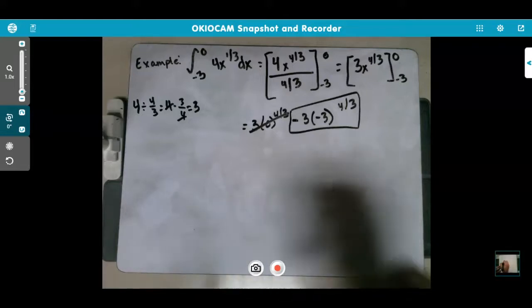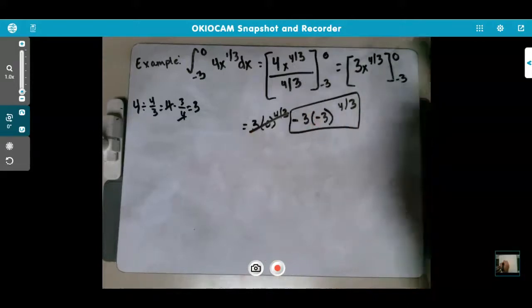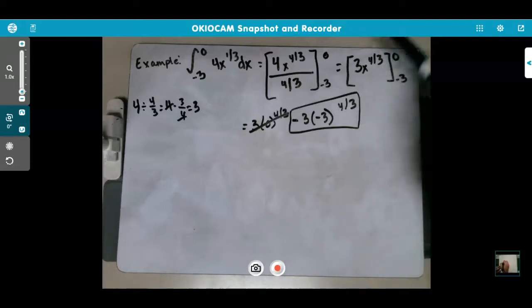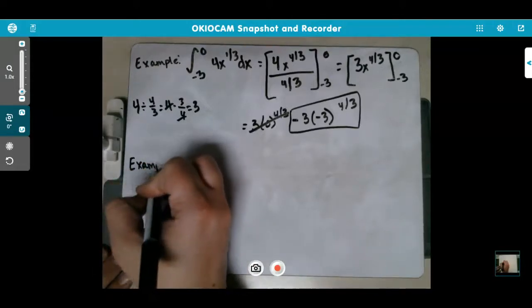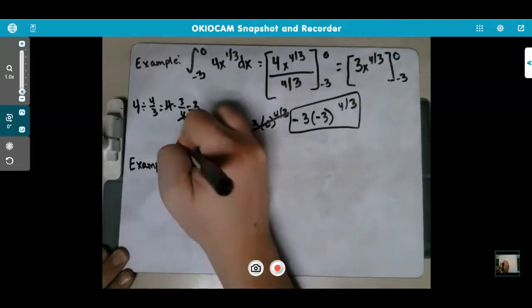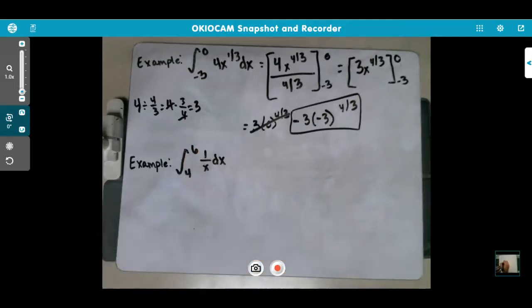So once again, just take the antiderivative, which we did in section 4.10, plug in my top bound, plug in my bottom bound, and then subtract them. Another example, integral from 4 to 6 of 1 over x dx.